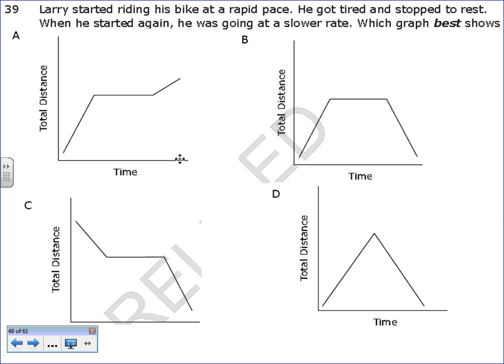So, alright. Slower rate, he stopped for a while, and he started at a rapid pace. So when he starts, it needs to be speed. Okay? When he stops, his distance should stay the same. When he stops, the amount of distance he covered is nothing, so it stays the same.